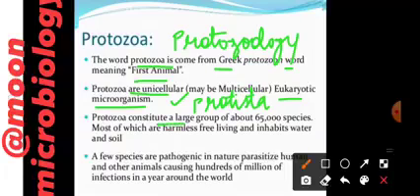Protozoa constitute a large group of about 65,000 species, most of which are harmless, free-living and inhabit water and soil. A few species are pathogenic in nature. They are parasites in humans and other animals causing hundreds of millions of infections a year around the world. So some protozoa species are harmless, and some are pathogenic and cause infections in animals and humans.